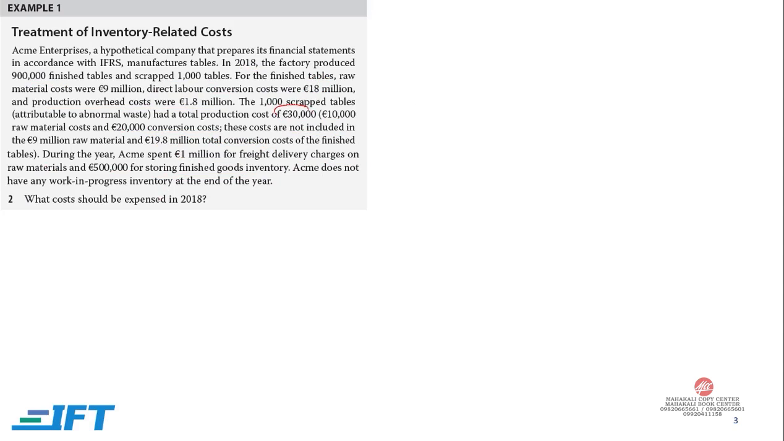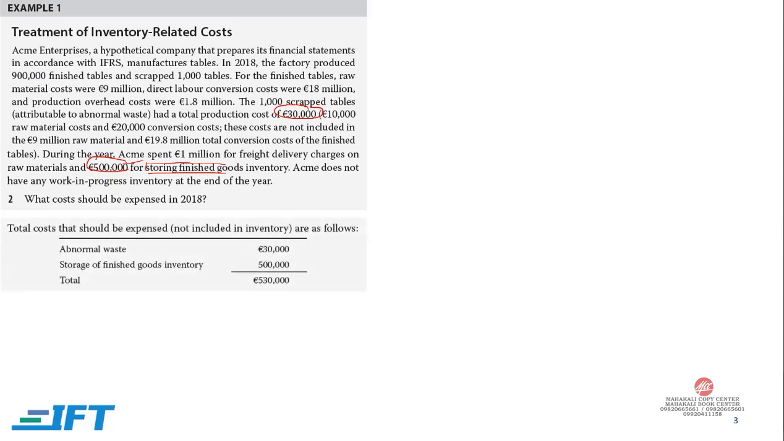So 30,000 is coming from your scrapped tables and 500,000 for storing. Despite the fact that this is the cost associated with storing finished goods and inventory, this 500,000 hasn't been used in the manufacturing of those tables, so we won't include this as part of our inventory.